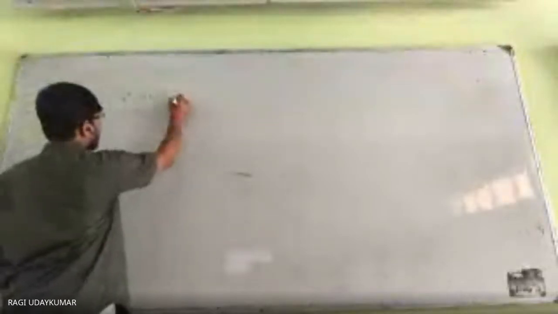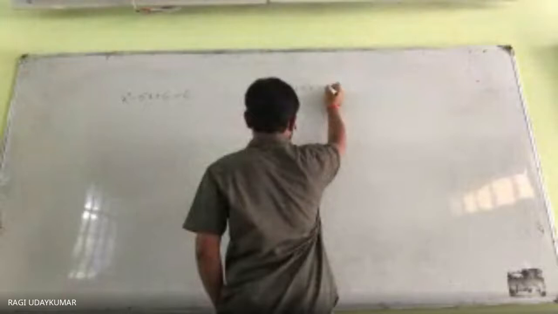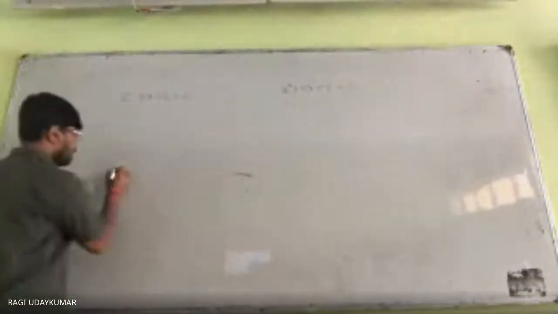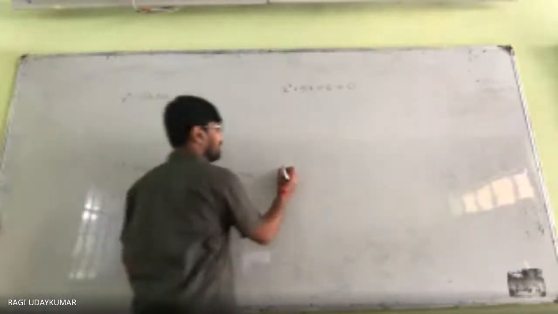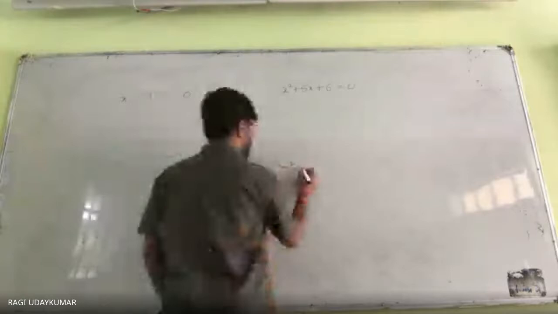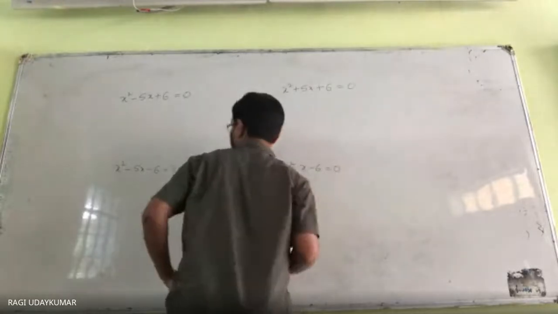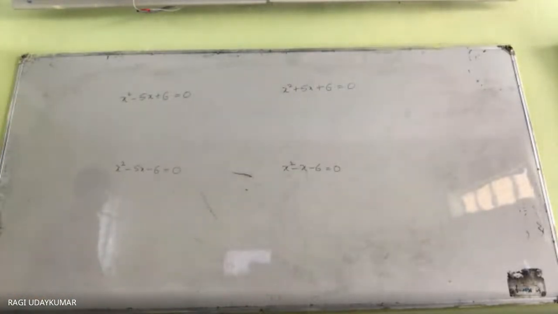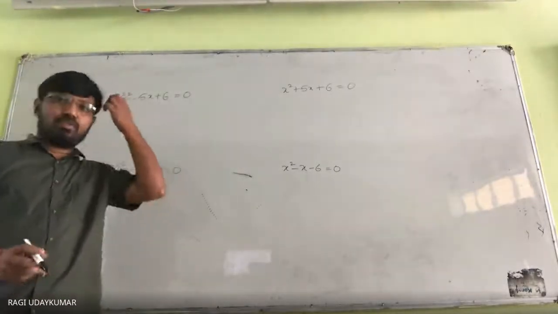Suppose let us take one example here, whatever the equation may be. Suppose I am going to explain by taking different situations. x square minus 5x plus 6 is equal to 0 is one situation. x square plus 5x plus 6 is equal to 0 is one situation. x square minus 5x minus 6 is equal to 0 is one situation. x square minus x minus 6 is equal to 0. 4 different situations I have taken into consideration. Using factorization, all look like the same model here. Every problem looks like the same model.